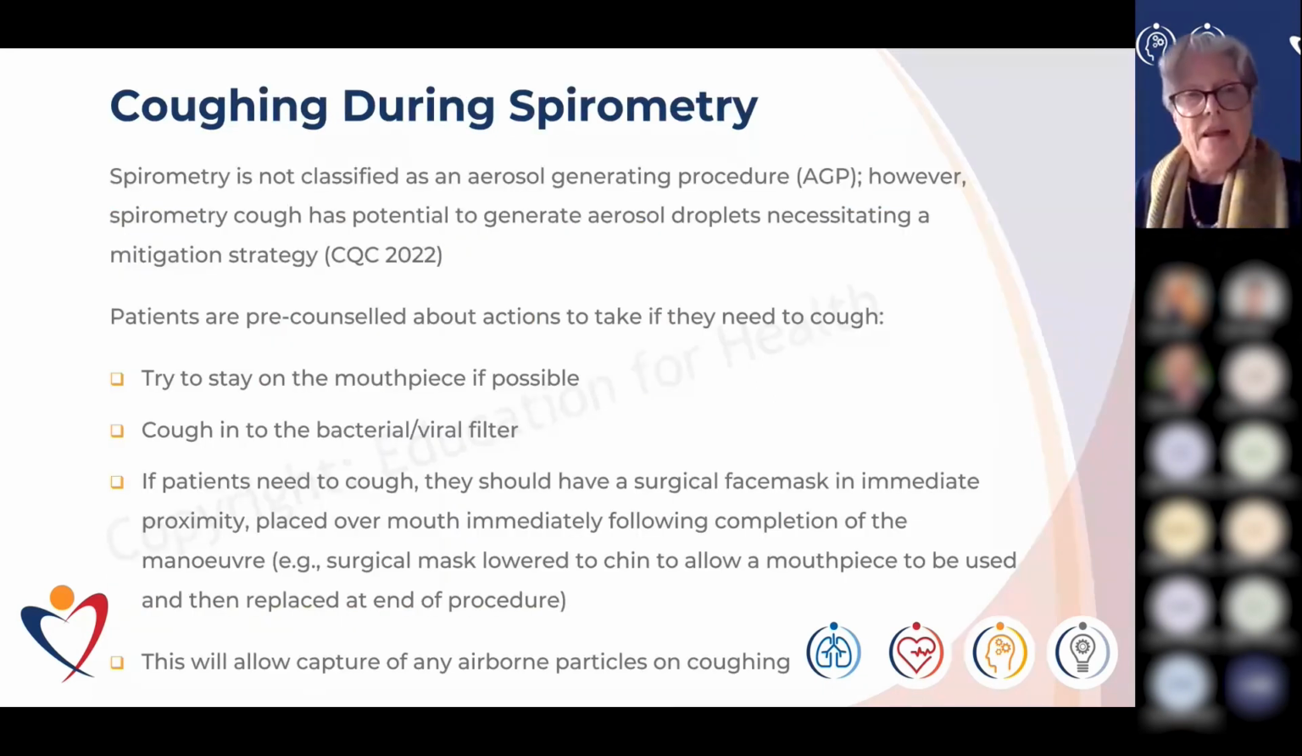So what happens then when the patients cough during the spirometry? Because we know that patients do.